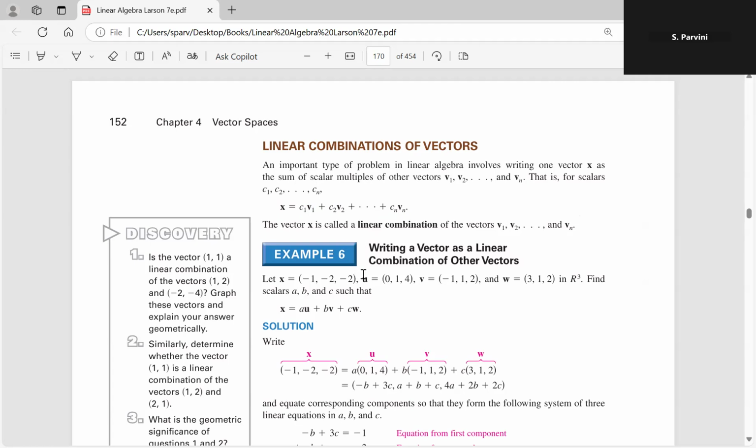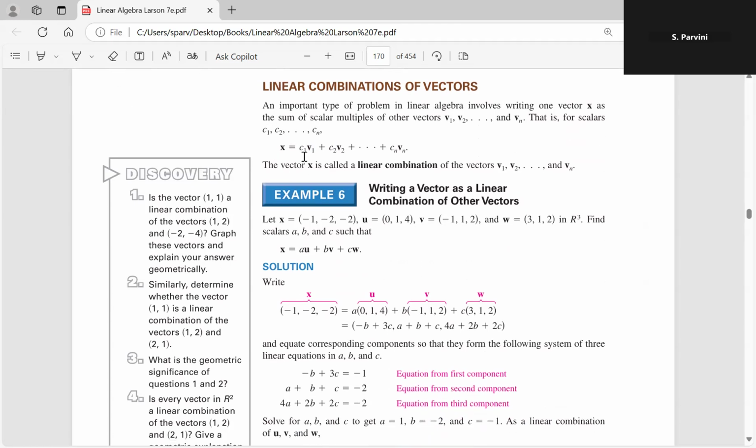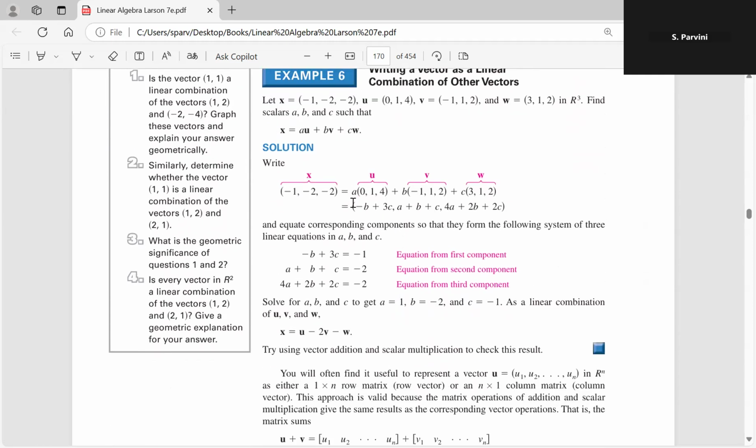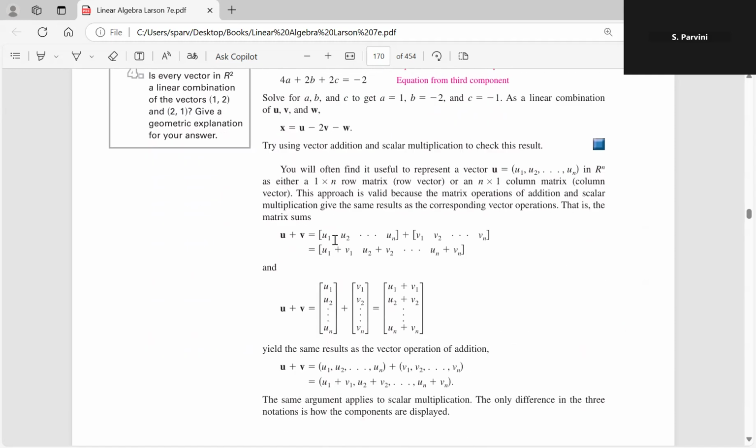Now, some linear combinations are obvious. You can see, oh yeah, vector X is when you add these two vectors. Some of them are not so easy to see. Okay, we'll do an example. We'll see in a moment how this works. And that's pretty much it in this section.